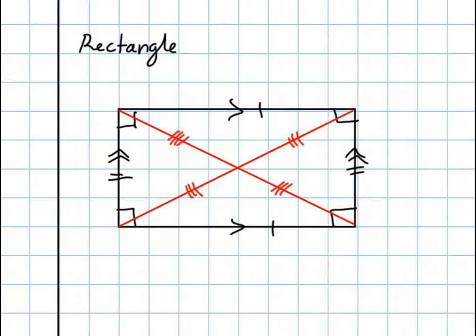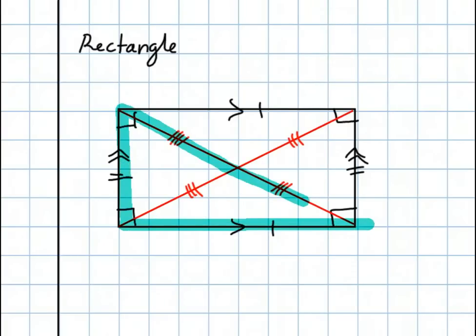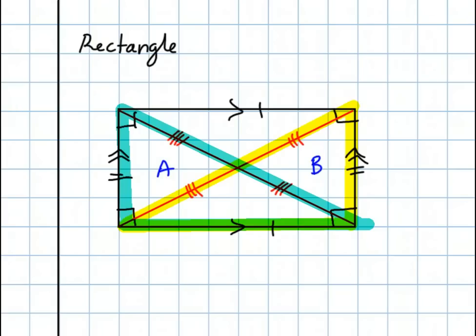But there's something else we can prove about rectangles and the diagonals. If we look at this triangle here, which I've done in blue, call that triangle A, and this triangle here, which I'm going to highlight in yellow until we come to the shared side, which I'm calling triangle B, we can show that triangles A and B are congruent.